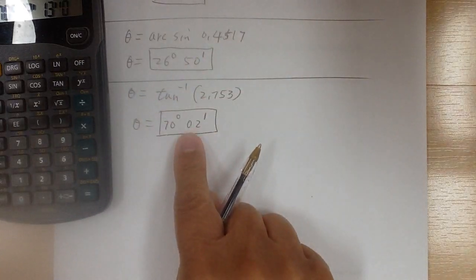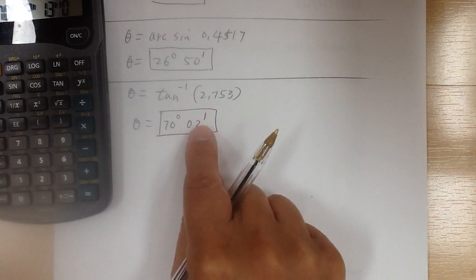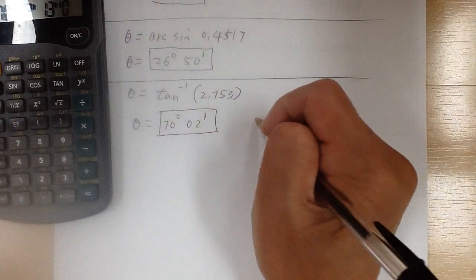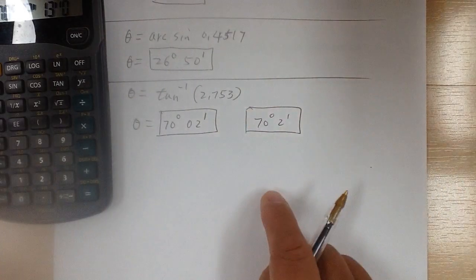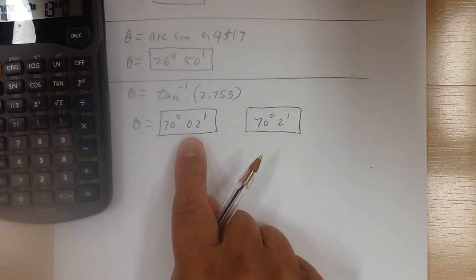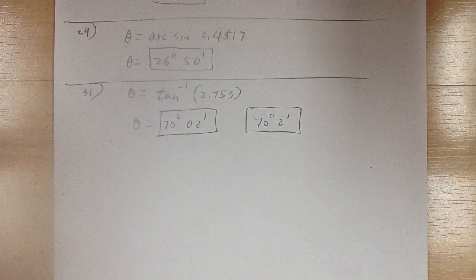Now if you don't have 0 over here, that's fine too. You can have just the 2 without a 0. If you write this way, that's fine too. This probably looks more normal. This is more like a calculator display. This is more like normal writing.